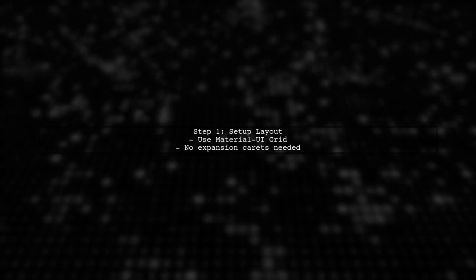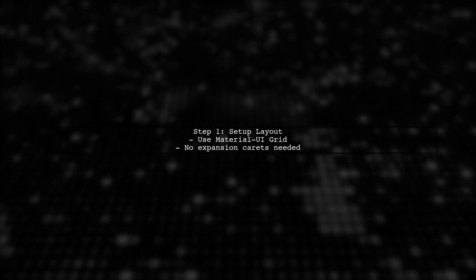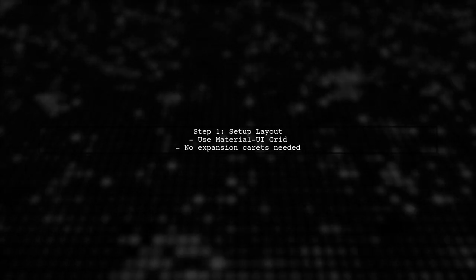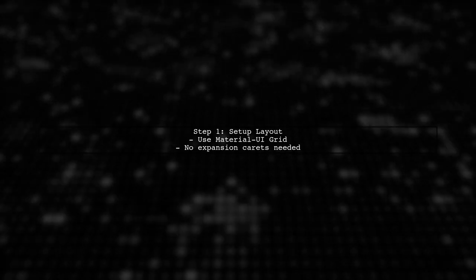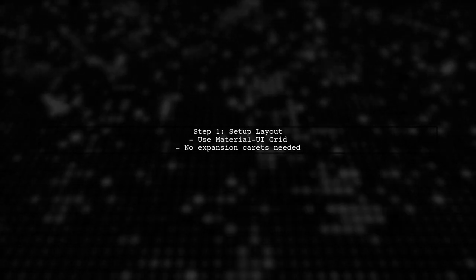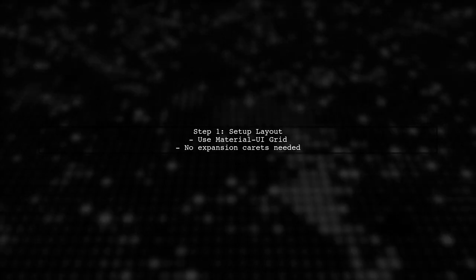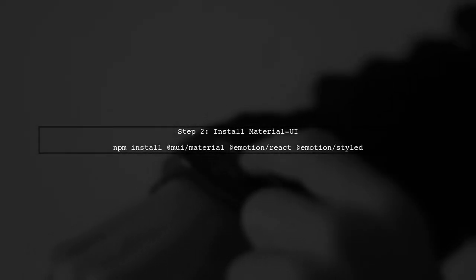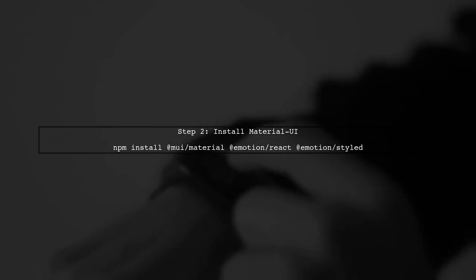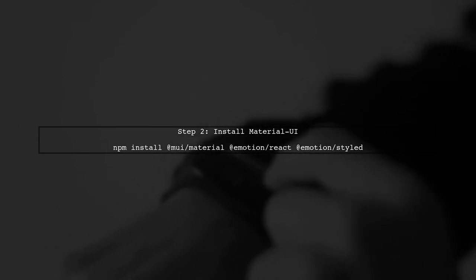To create a definition list using React Material UI, we can utilize the grid component for layout. This allows us to structure our data without the expansion carets. First, ensure you have Material UI installed in your project. You can do this by running the command shown on the screen.